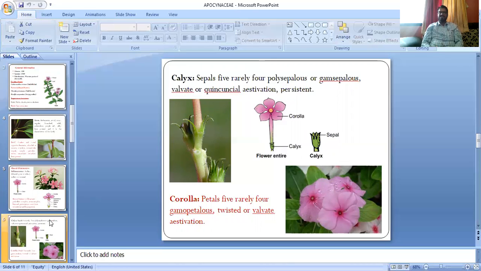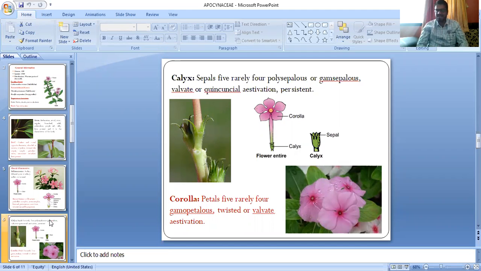And the type of estivation is valvate or quincunxial. Yes, valvate estivation that we have seen. In valvate, the margin of all the sepals meet with their margin without overlapping. Such type of estivation is called as valvate estivation.